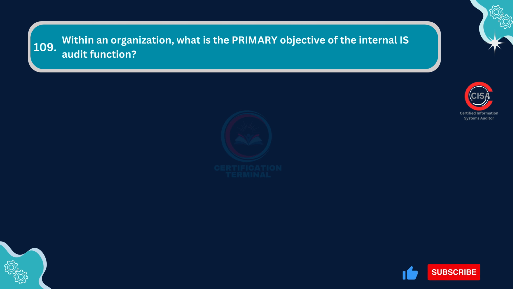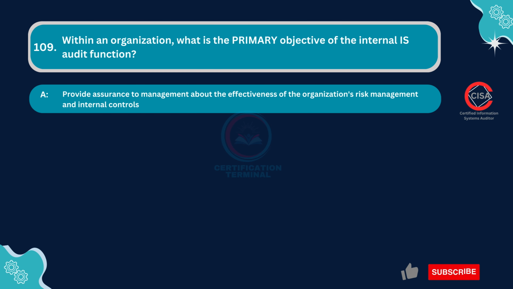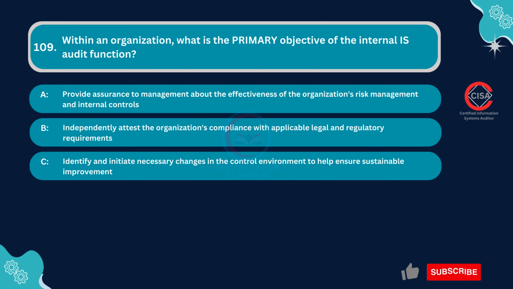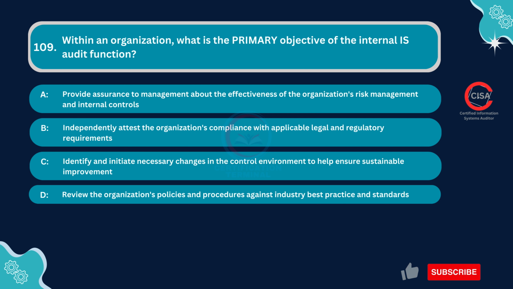Question number 109. Within an organization, what is the primary objective of the internal IS audit function? Option A, provide assurance to management about the effectiveness of the organization's risk management and internal controls. Option B, independently attest the organization's compliance with applicable legal and regulatory requirements. Option C, identify and initiate necessary changes in the control environment to help ensure sustainable improvement. Option D, review the organization's policies and procedures against industry best practice and standards.